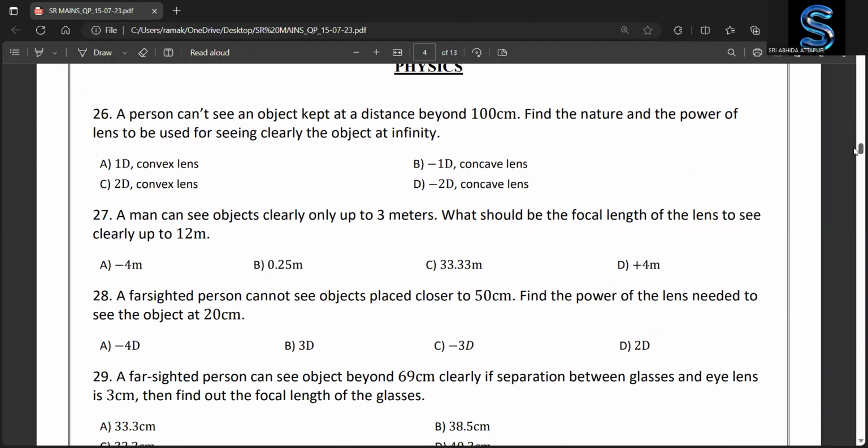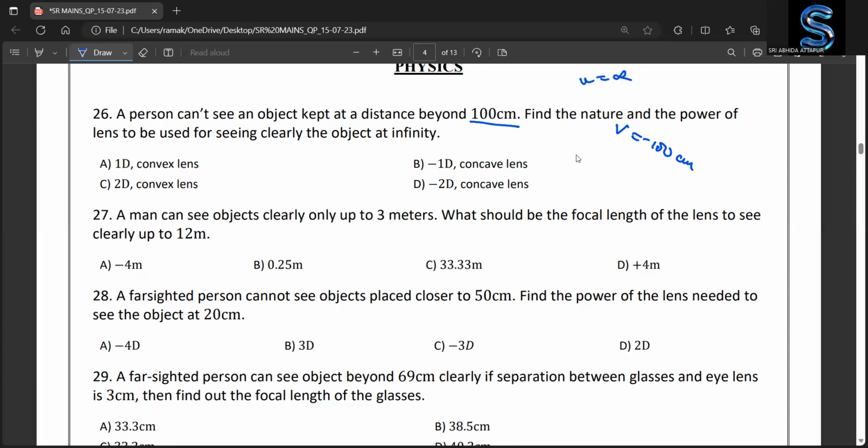So here observe that the object distance, the person cannot see beyond 100 centimeters. Based on that, here we can represent the image distance as v equals to minus 100 centimeters and u is equals to infinity.